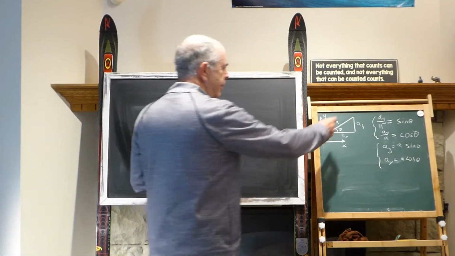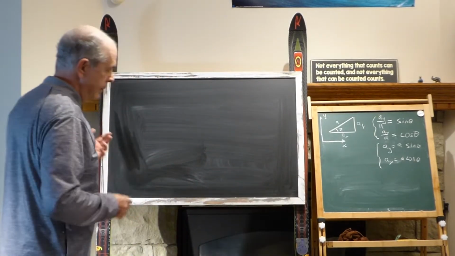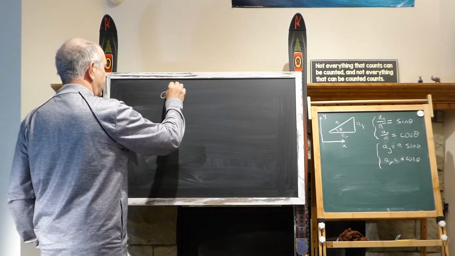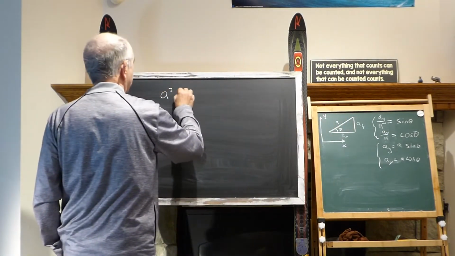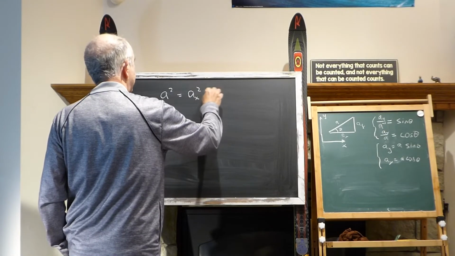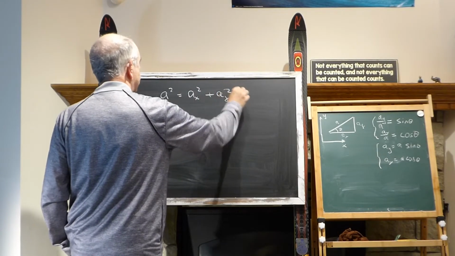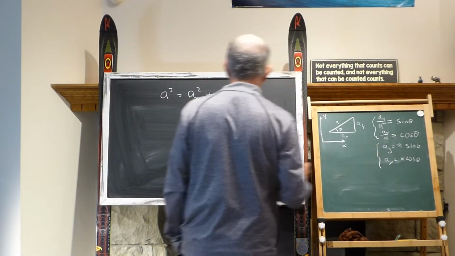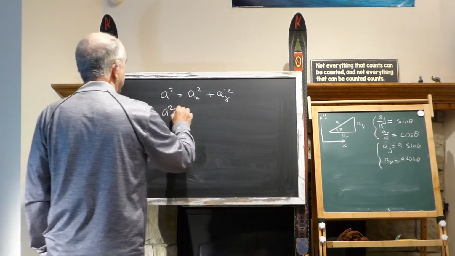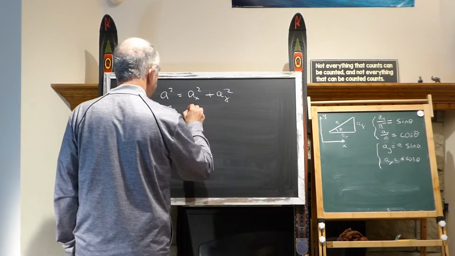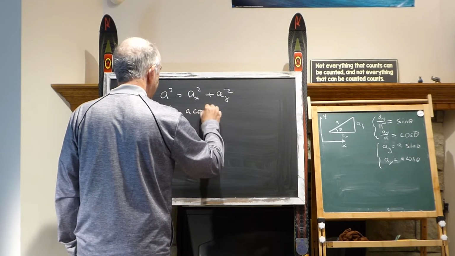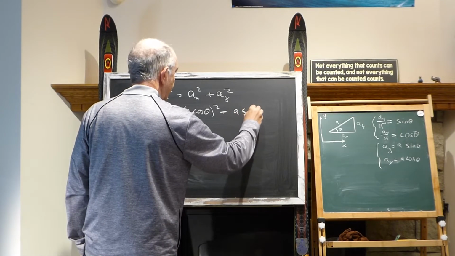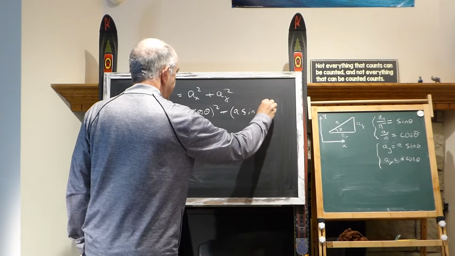So let's look at this triangle once again, and let's say that in this triangle we can do the Pythagoras theorem. Hypotenuse a squared equals ax squared plus ay squared, right? Now we can put this and this. We can say a squared equals, instead of ax we put a cosine theta, squared, plus a sine theta, squared.